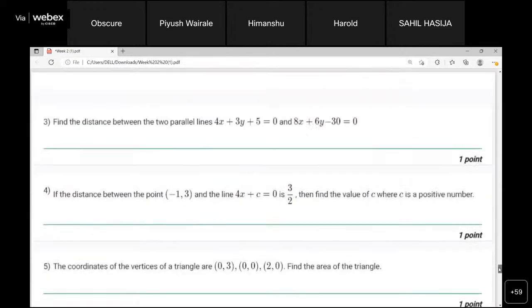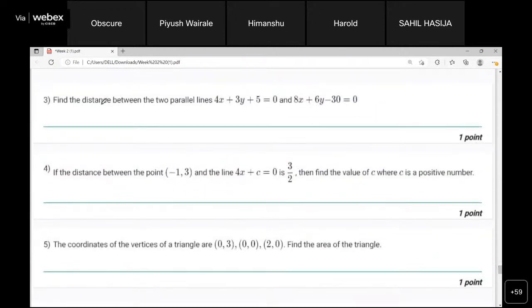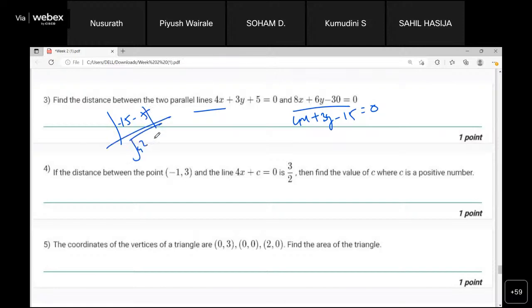Before that, just a simpler question. Just go through it once. Find the distance between two parallel lines. Now here, which formula do we have to use? What do we have to do first? Make the coefficients the same. Then we will take 4x plus 3y minus 15 equals 0, right? So the answer will be the modulus of C2 minus C1, that is minus 15 minus 5, upon the square root of 4 square plus 3 square, right? So it will be 20 upon 5. It will be 4.